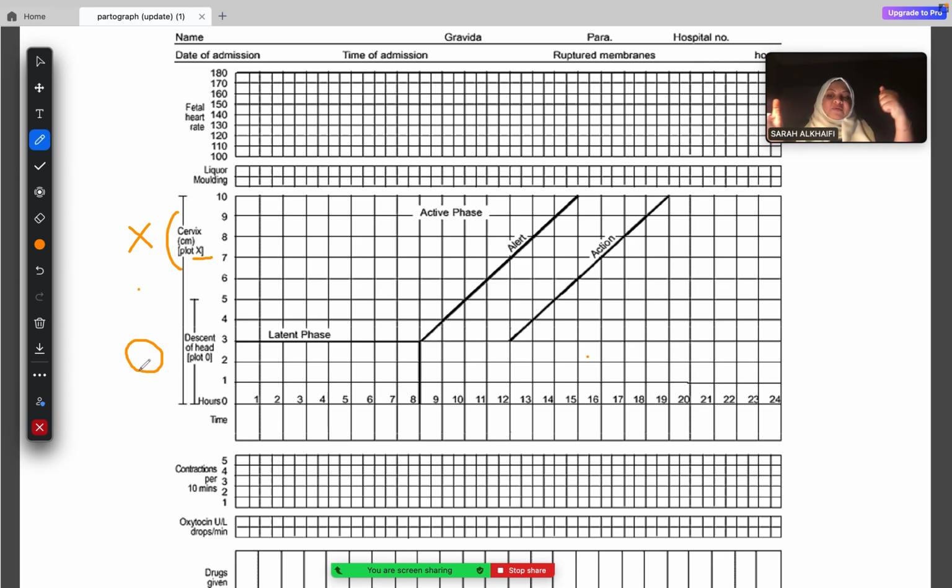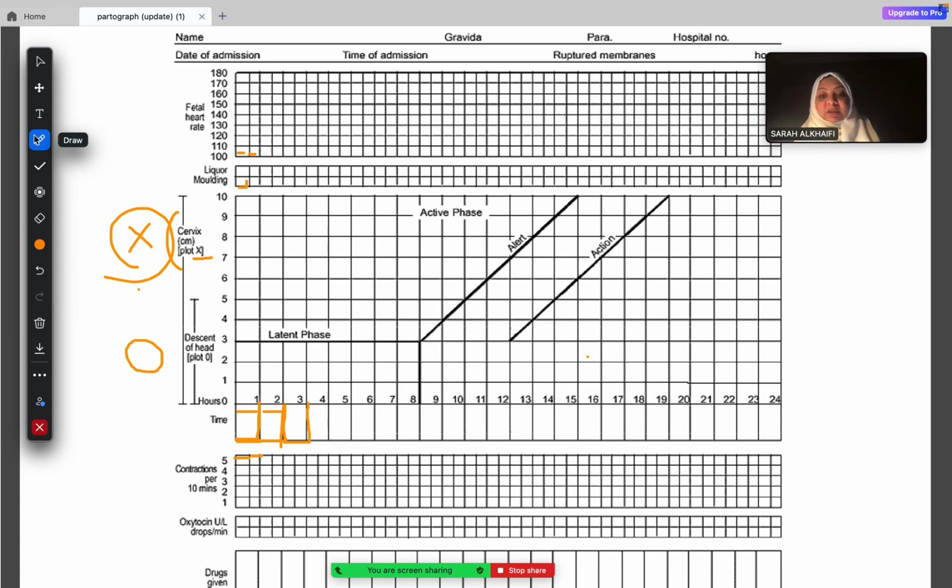Remember, hopefully, it may be normal, and the normal position is cephalic presentation. That's why it is represented by a circle when the head is descending through the birth canal, or X for the cervical dilatation. And as we can see, each big square here is 1 hour. Here, 1 hour, an entire hour, and there is an entire hour. And the small squares mean half an hour, 30 minutes. 30 minutes here, and this part represents an entire hour throughout the partograph.